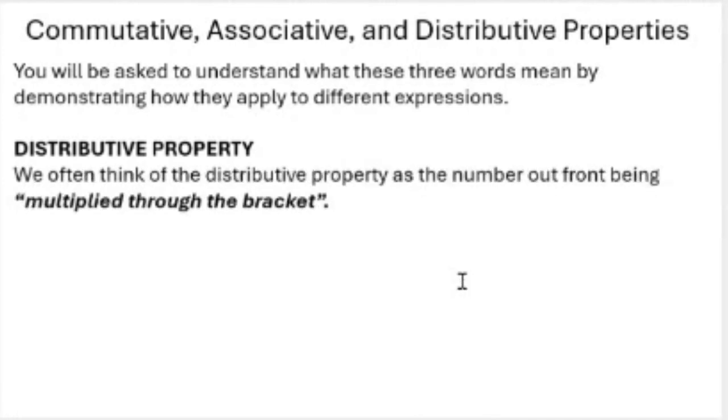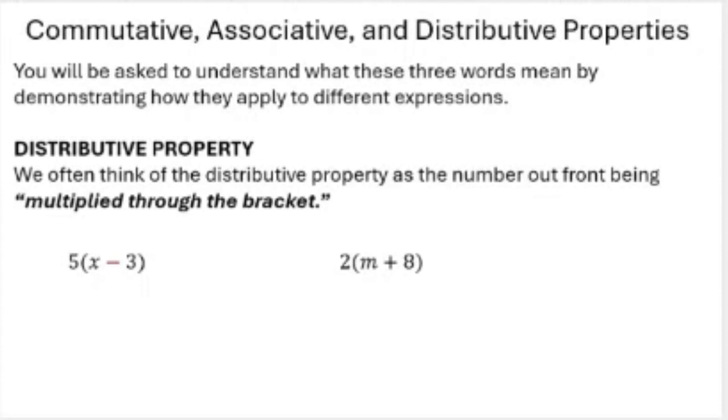We often think of the distributive property as the number out front being multiplied through the bracket. That's the phrase you'll hear math teachers say all the time. So there we have 5 times the bracket x minus 3. And you notice in this case, I can't do order of operations. I can't do x minus 3 because I don't know what x is.